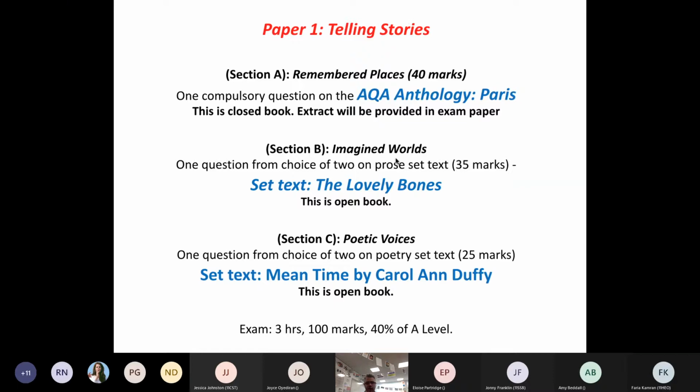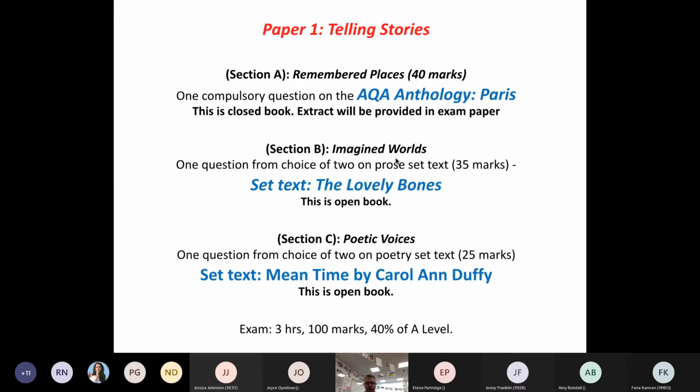Now, section B is Imagined Worlds. Now, this is The Lovely Bones. Now, that is an open book exam. You do have the book with you, but that's, as I said, of some use to you. But the question they set is based on an extract as well. So you really do have to know the whole book inside out. And having the book with you can be helpful. It can also be tricky. It could be a banana skin if you haven't learnt it well enough and you're flicking through the pages trying to find something. No, you don't want to do that.